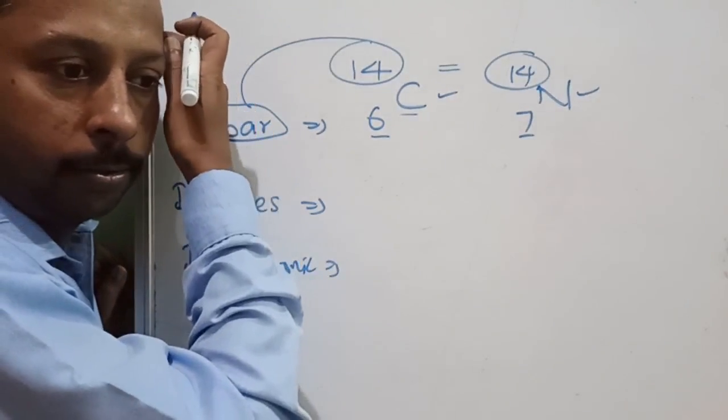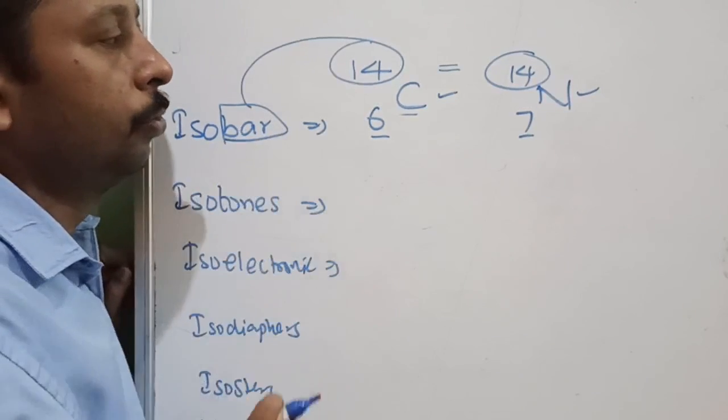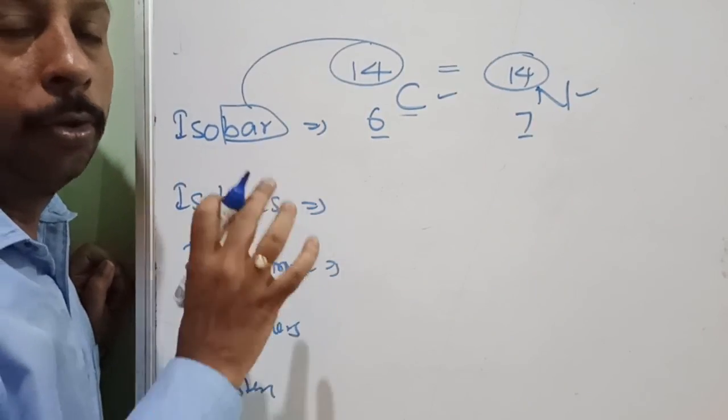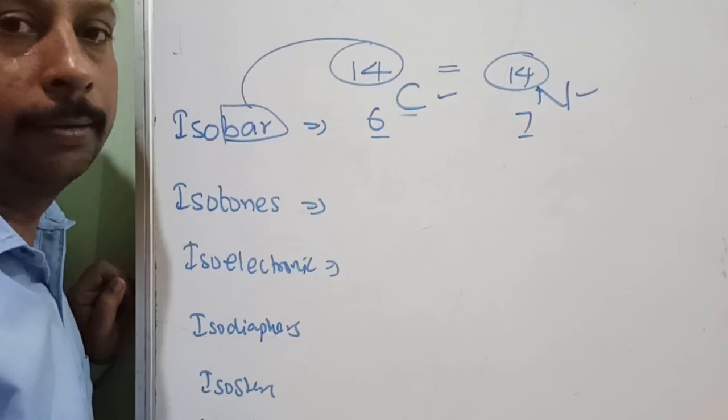I am not going to write the definition because it is very basic, but how to remember? Isotope, top should be different. Isobar, bar should be the same. Bar means weight.